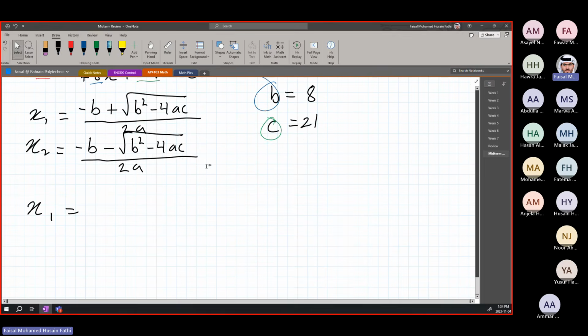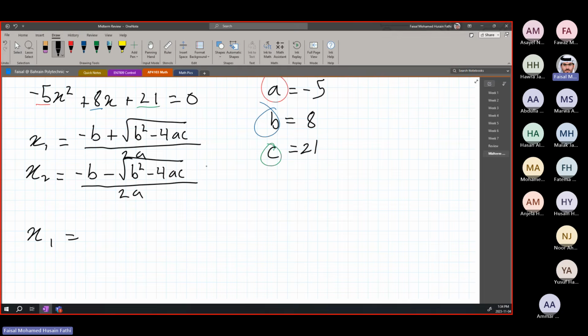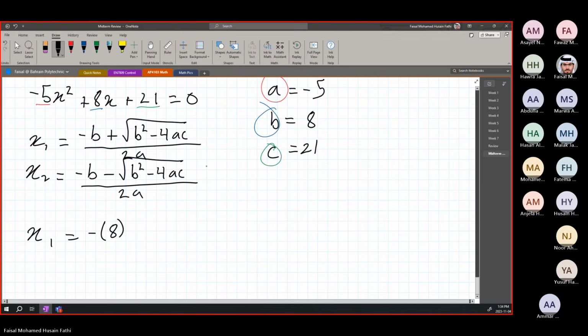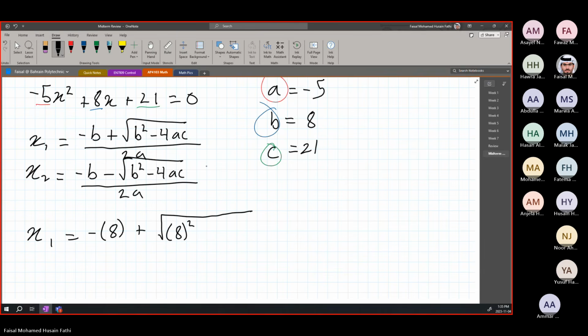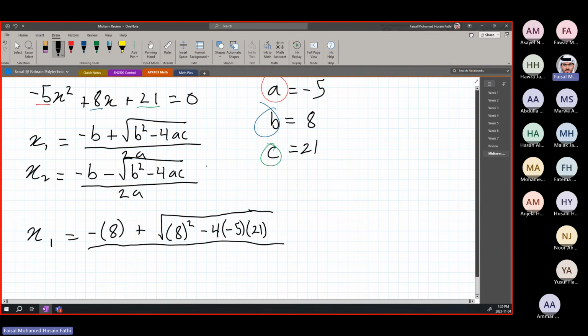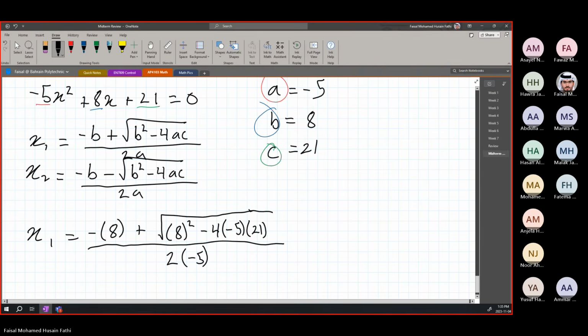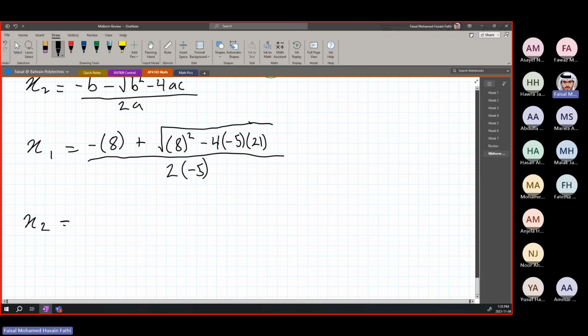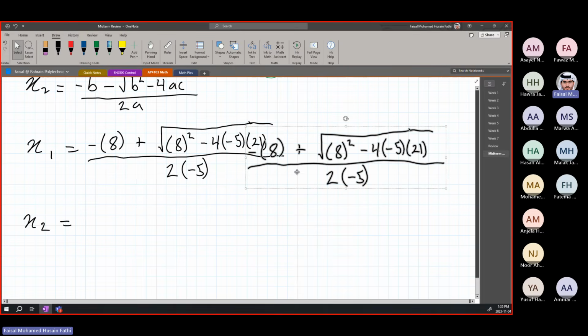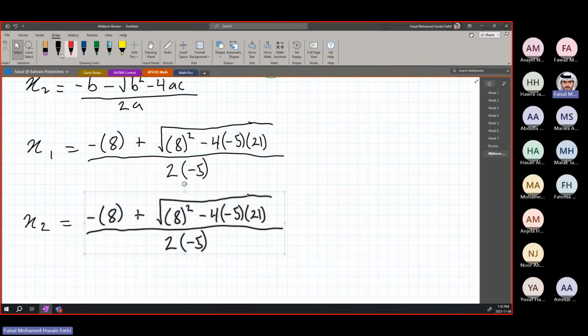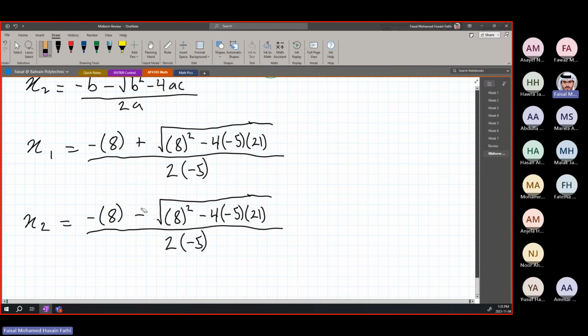So x1 is going to be equal to b is 8, so minus b is minus 8 plus square root of 8 squared minus 4 times a, which is minus 5, and c, which is 21. Of course again, you could just do mode 5(3), but I'm just showing you the way of showing the steps, over 2 into minus 5. And then x2 is going to be the exact same thing, but instead of plus, it is going to be minus.